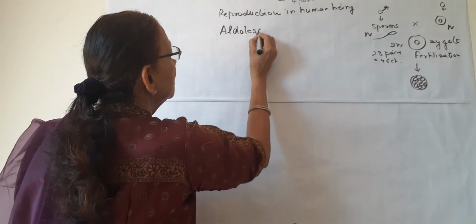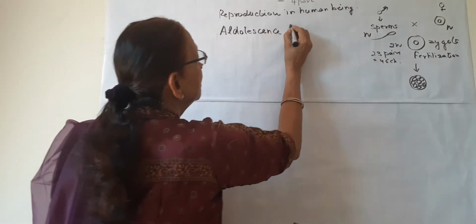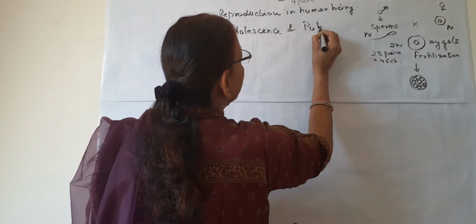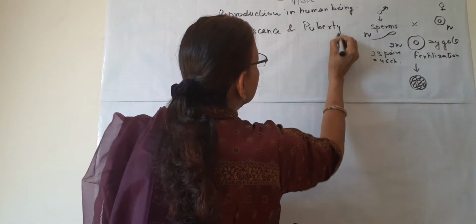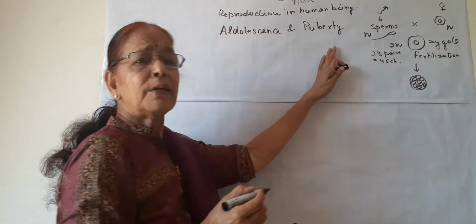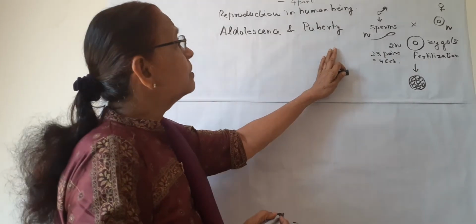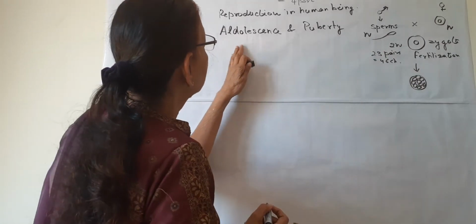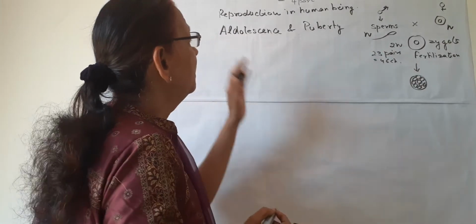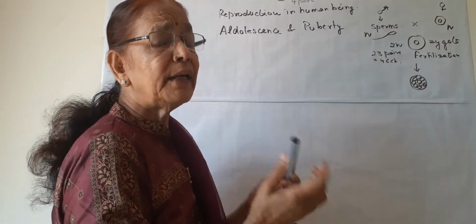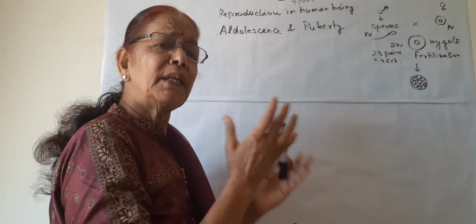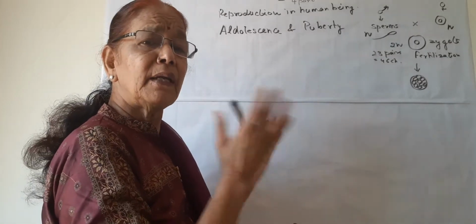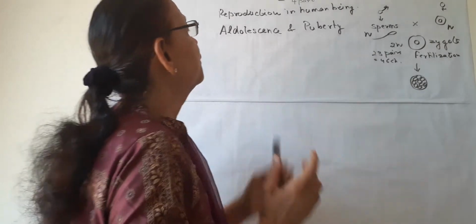adolescence, and the second is puberty. These are important periods in the life of human beings, known as adolescence and puberty. They are quite interrelated with each other, and even overlapping. The periods overlap with each other.